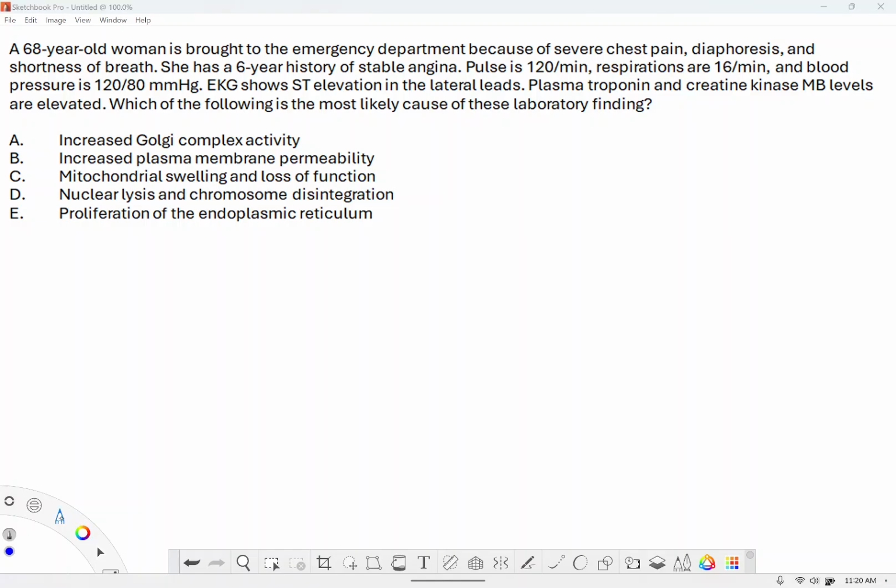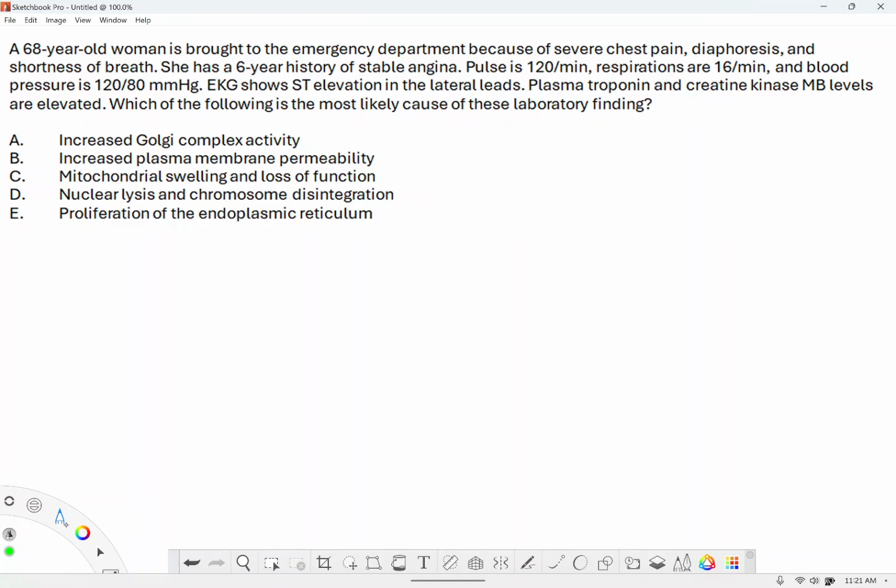Okay, so this next question is, let me get my highlighter, choose green. A 68-year-old woman is brought to the emergency department because of severe chest pain, diaphoresis, and shortness of breath. She has a 6-year history of stable angina. Pulse is 120 per minute, respiration is 16 per minute, and blood pressure is 120 over 80. EKG shows ST elevation in lateral leads. Plasma troponin and creatine kinase MB levels are elevated. Which of the following is the most likely cause of these laboratory findings?